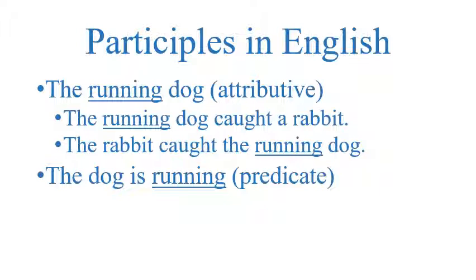And just as we could use the adjective in the attributive and the predicate use, we can do the same thing with the participle, because it is at heart an adjective. So we can say, the running dog, this is the attributive use, and that can be both the subject, the running dog caught a rabbit, or the object, the rabbit caught the running dog. In the same way, we can use the participle in the predicate to form what we call the continuous tense of the English present verb. The dog is running.